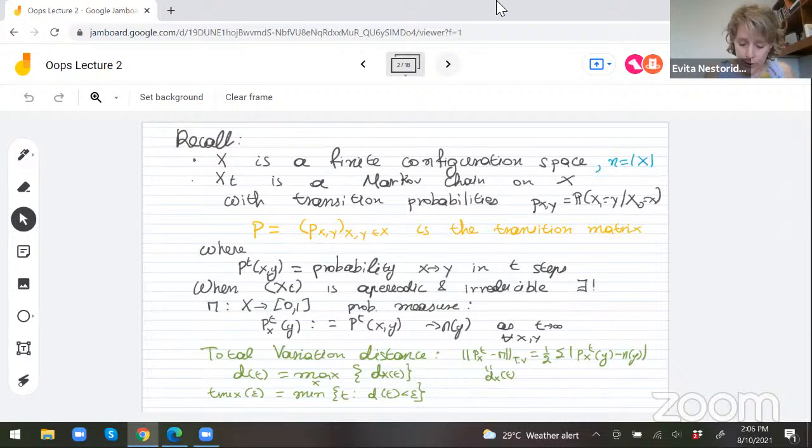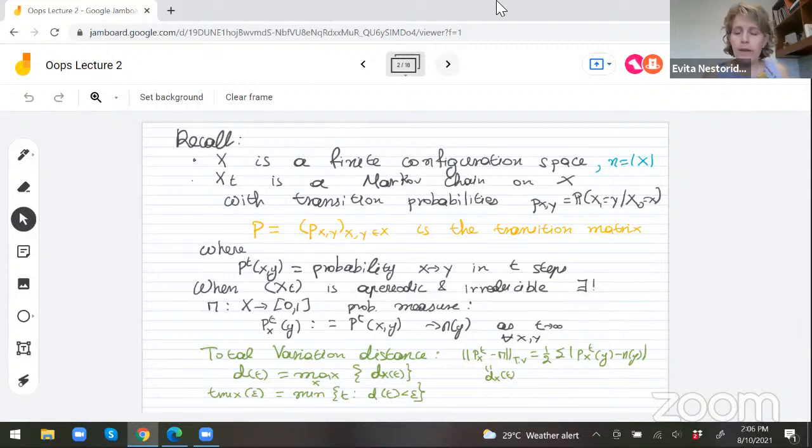Under certain conditions, if we're aperiodic and irreducible, I'll explain again in a different way what that means, there is a unique stationary measure that we converge to. This means that if we take really high powers of this matrix, the rows are going to start looking like this probability measure P.